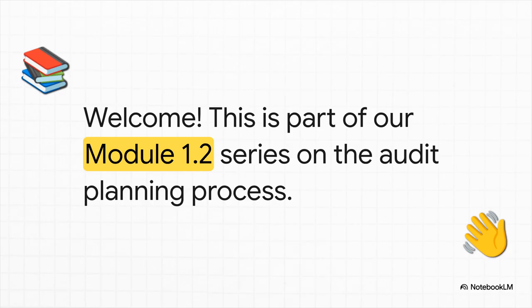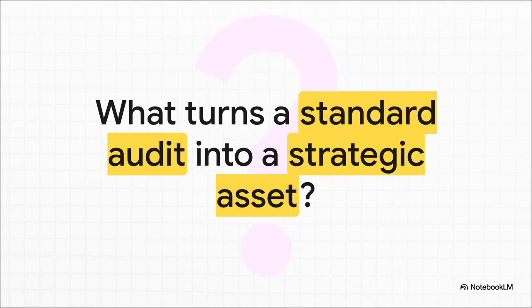This explainer is a key part of our Module 1.2 series, where we're breaking down everything you need to know about audit planning. So, let's start with a big question, right? What is it that transforms a routine, check-the-box audit into something that's actually a strategic asset for the organization? Well, the answer really lies in how we handle risk mitigation.